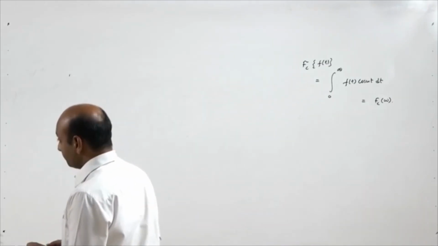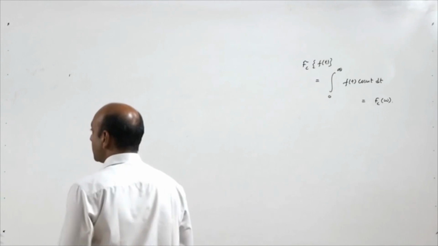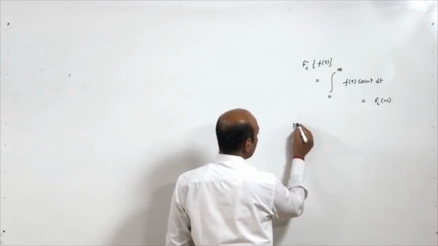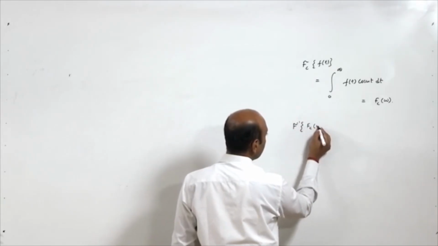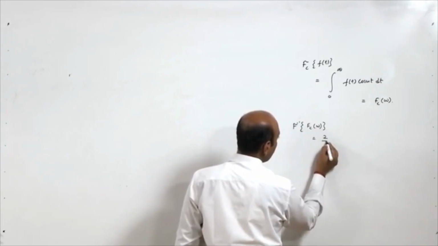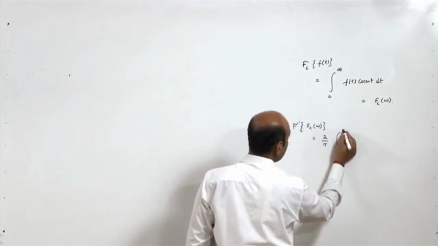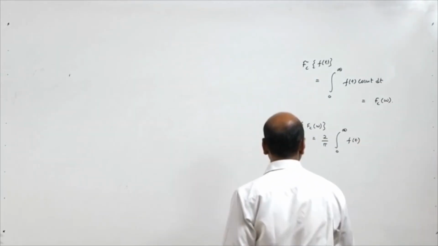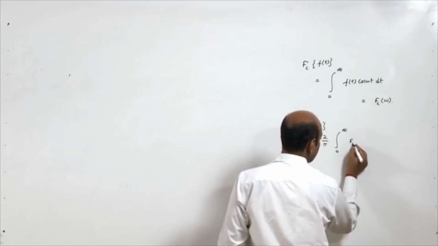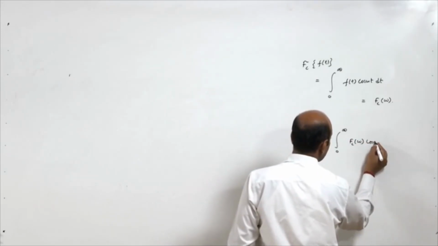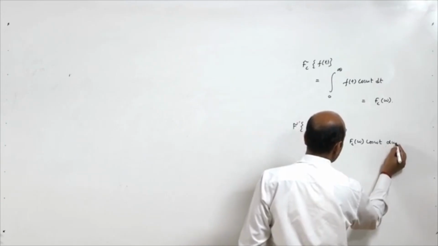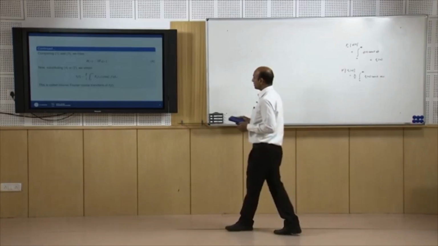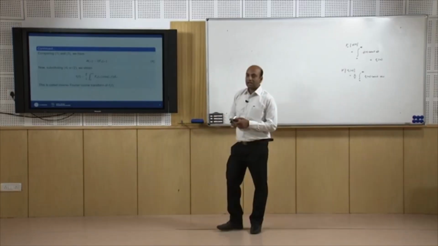Okay. Now, the inverse of the Fourier cosine transform is given by 2 upon π integral 0 to infinity Fc(ω) cos ωt dω. So, this will be the inverse Fourier cosine transform of f(t).